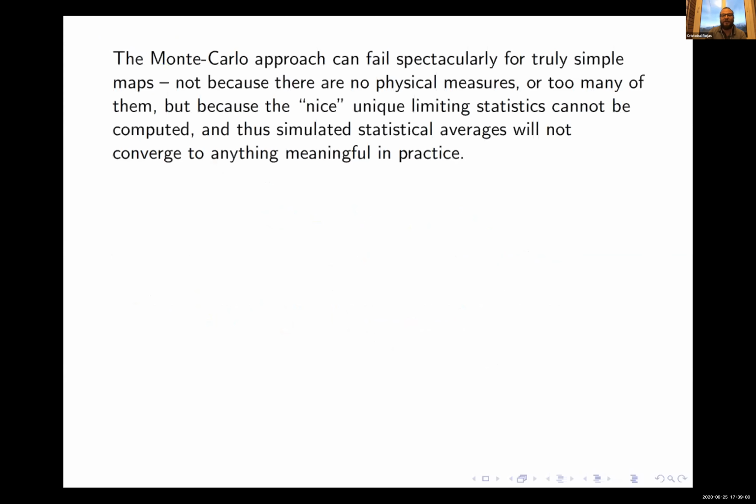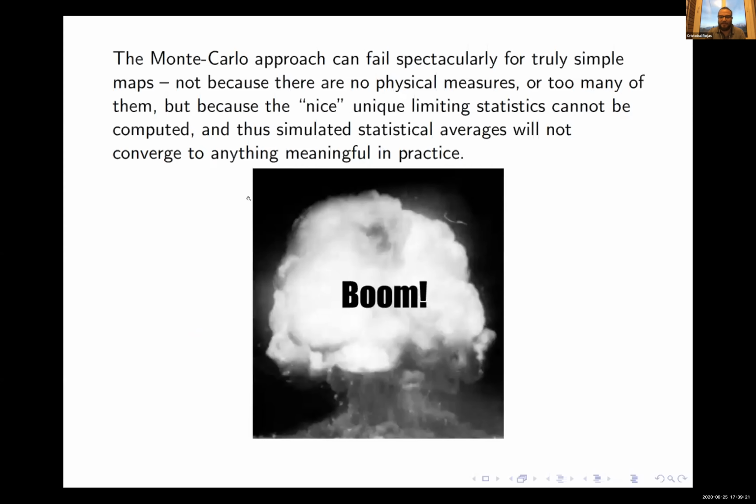Right. So in particular, the Monte Carlo approach, and actually any other algorithm, will fail if we use it to compute this measure. And it's not because there is no such physical measure or there are too many of them, but simply because the nice, right measure that we would like to compute can just not be algorithmically approximated. So that's the end of the talk.